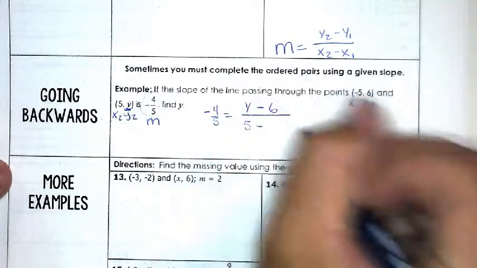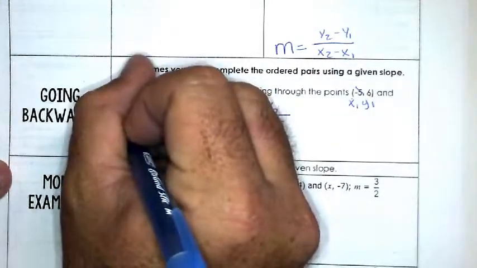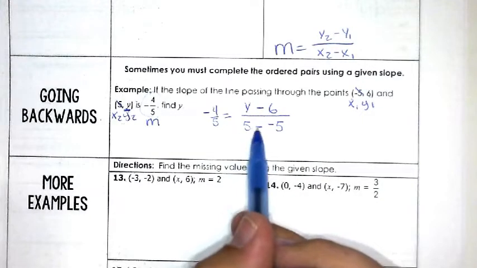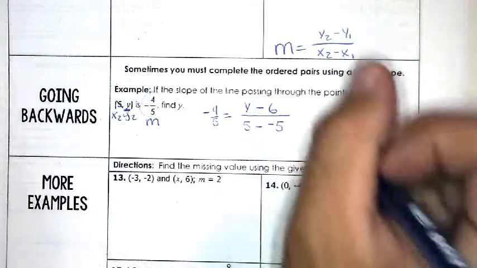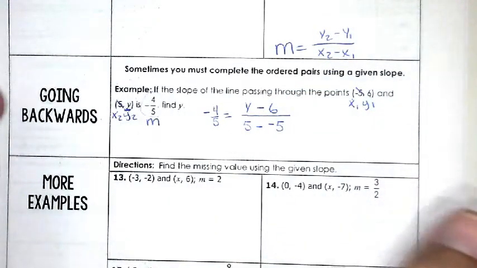Step 2 is substitute. We substituted. We're missing a value. Okay, so step 3 is going to be solve. Simplify. Same thing. They're synonyms. Okay, simplify. 5 minus negative 5 is what? Y'all all have calculators? Xavier? 10. Thank you. So I have negative 4/5 equals y minus 6 over positive 10.